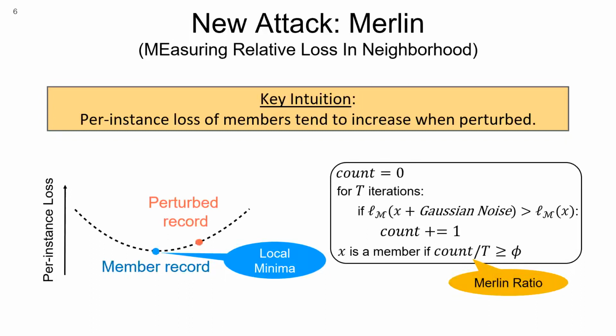The key intuition for this attack is that the members are at a local minima in the neighborhood of the loss function of the model. Hence, any small perturbation will most likely tend to increase the per instance loss. Since Merlin uses the threshold on the Merlin ratio, we can use our threshold selection procedure to find a suitable threshold.